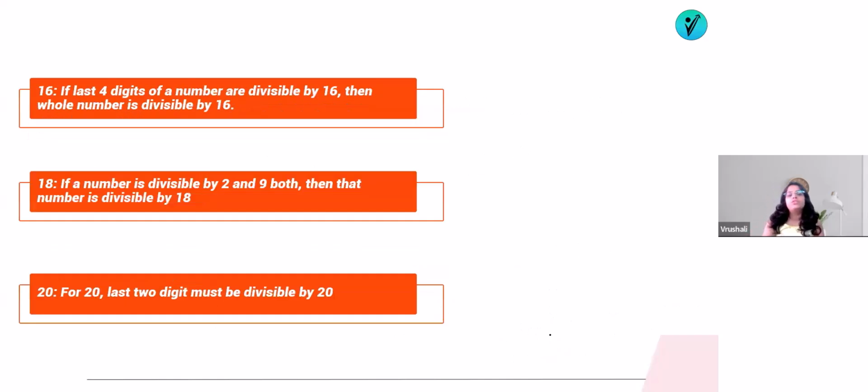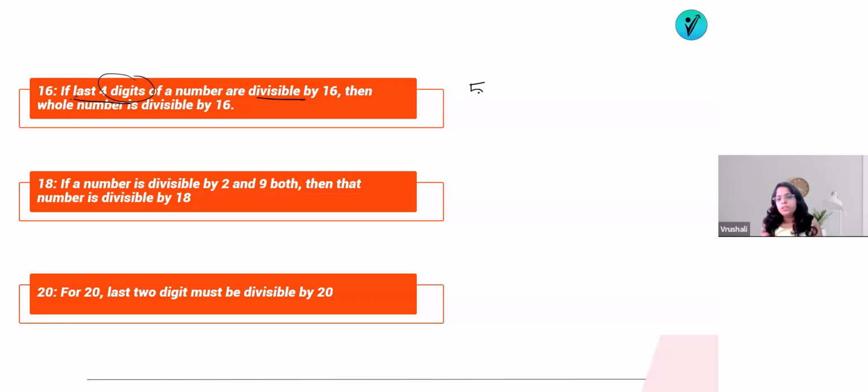Now let's see the next rule, for 16. For 16, if the last 4 digits are divisible by 16, then you can say the number is divisible by 16. Now you will say, ma'am, itna check karna hai last 4 digits, but yes, it's needed. So what will you do? You will check the last 4 digits, then you will get the answer.